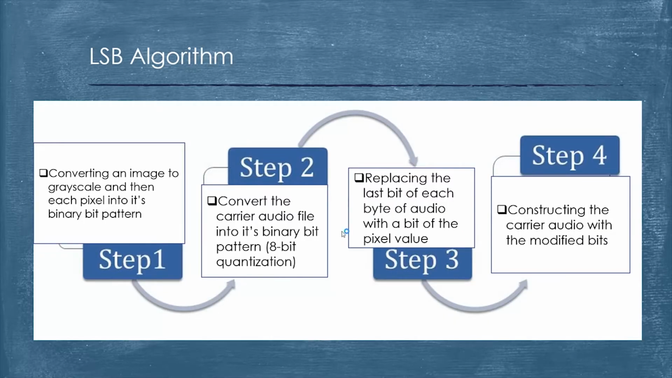Now let's see how the LSB algorithm works. First, you get the secret image that you're trying to hide. It has to be converted to grayscale, which is a black and white version of the image. So you will get an array of the pixel values, and you have to convert it to its binary representation. The next stage is to quantize the cover audio file where you will hide the image into 8 bits.